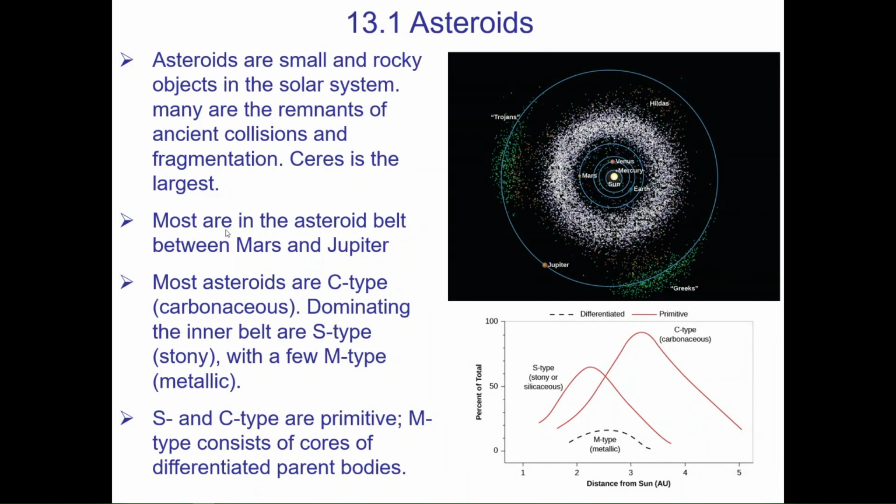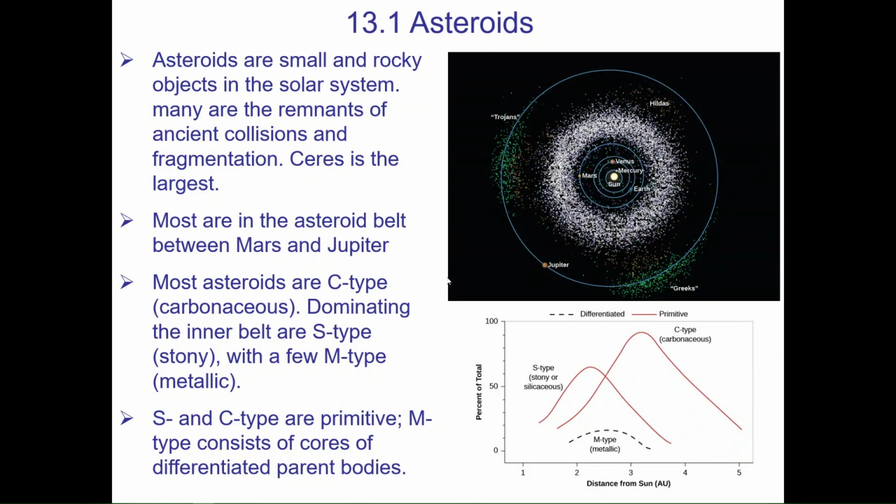Most of them are in the asteroid belt between Mars and Jupiter. So you can see this image showing the space between Mars and Jupiter. You can see there are a lot of asteroids. Although one problem with the image is that if you draw everything to scale, the asteroids would be very, very, very small dots, not visible at all. So therefore, the asteroids in the asteroid belt won't be as crowded as shown in this image.